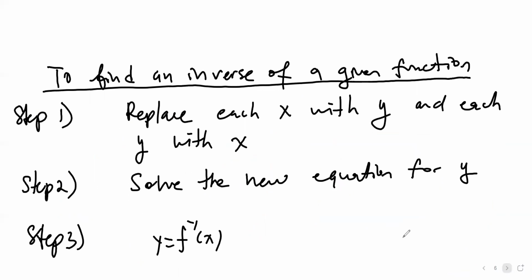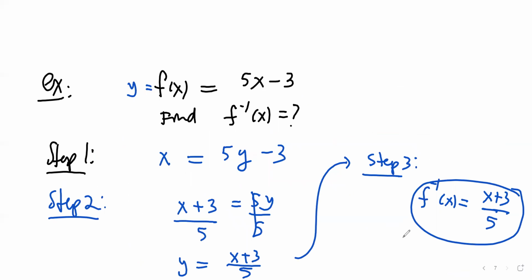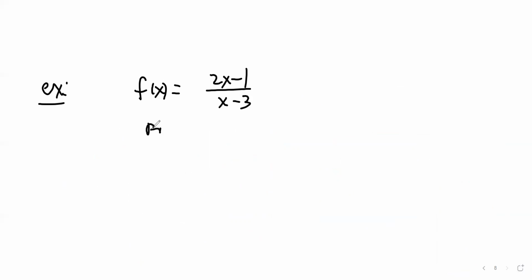Okay, now let me give you guys another example. So let's take this one. Say f of x equals 2x minus 1 divided by x minus 3, and then I'm going to find the inverse. It's a rational function. So let me also write the domain here, because at the end I can write domain and range as well.